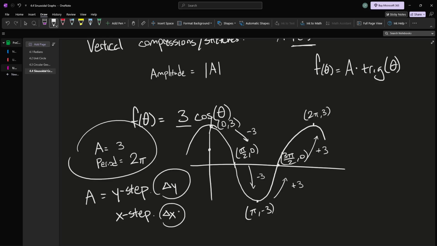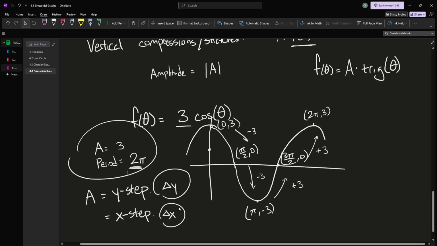This will always be the case if we follow these 5-point rule. Next up is x step. This is a bit more different because I'm not changing by my period. My period relates to my distance at x. But the period is my total distance of one cycle.